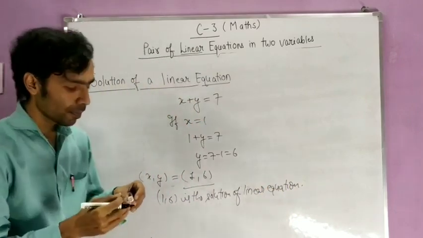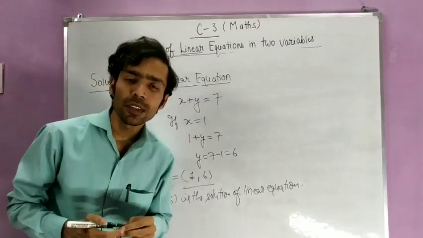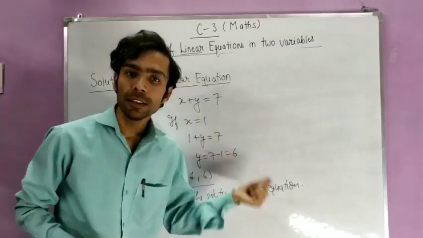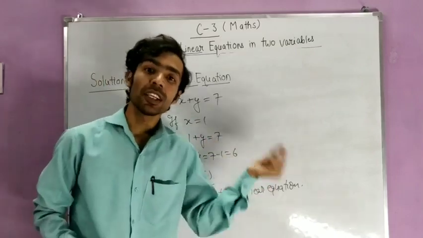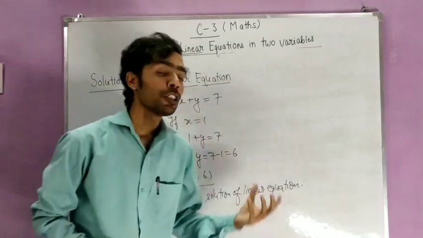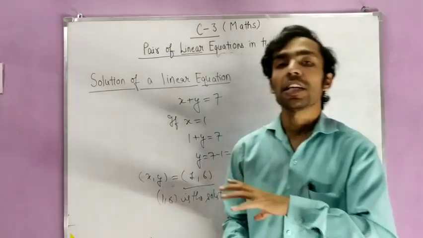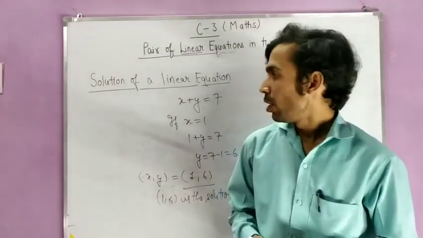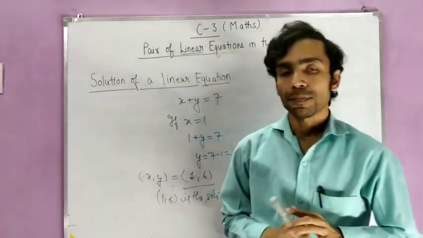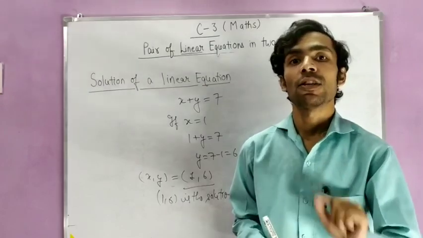Now students, I have taken x equal to 1. I can take x equal to 2 also. When you take x equal to 2, the value of y will come again. When you take x equal to 3, then y will come again. By this method, you can get infinite solutions of a linear equation. So from this part, one thing is clear: a linear equation has infinite solutions.